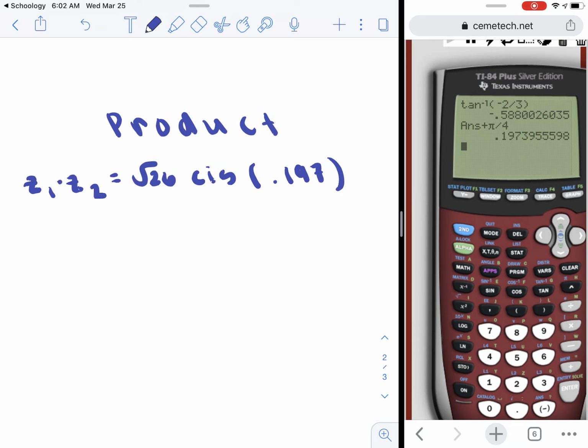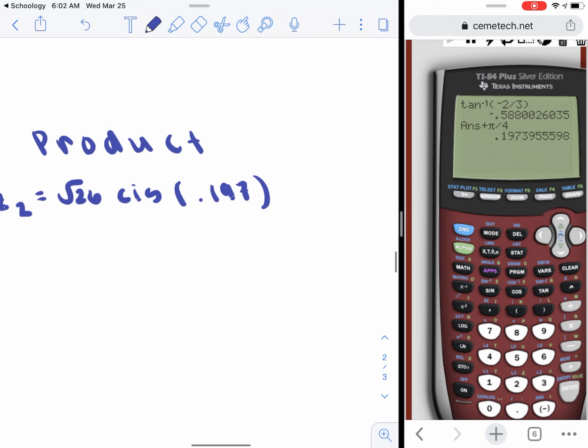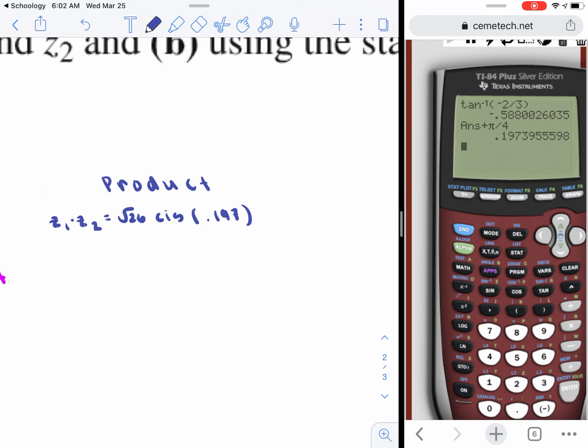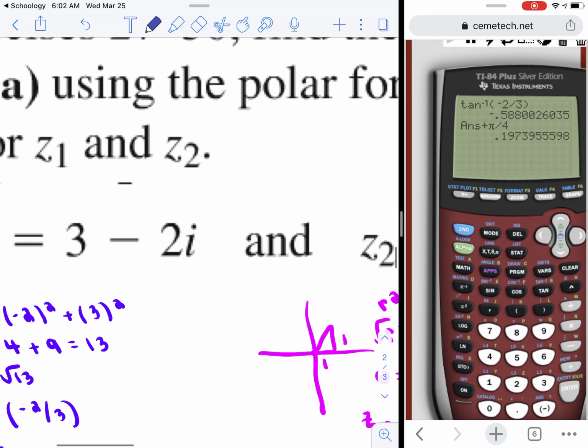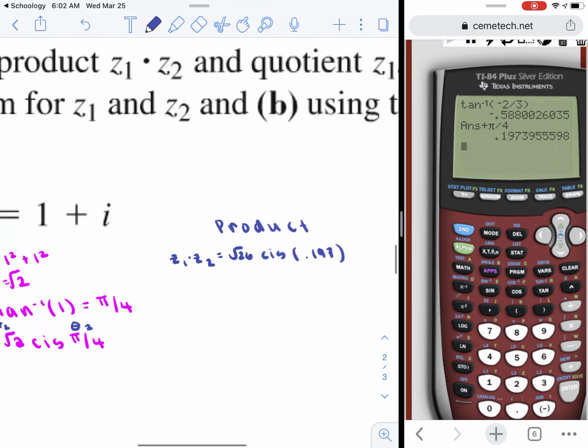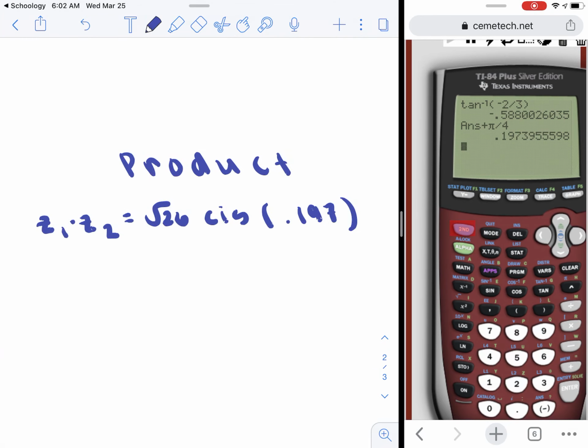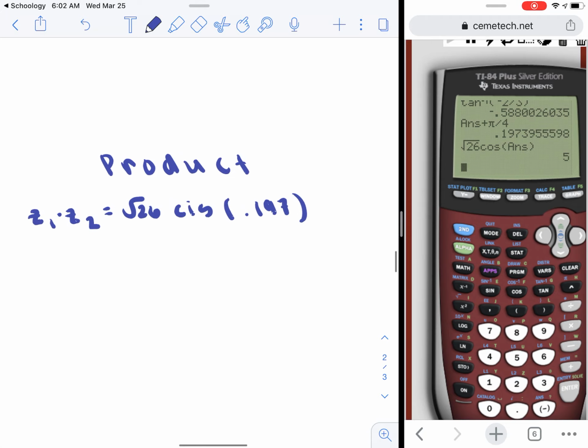of 0.197. Now, I said to a lot of you guys in your homework, more than half of you, to make sure that from here we find the decimal approximation for this, because the whole point is when we multiply the original complex numbers together, we want to confirm that they're the same answer. So if I were in my calculator to take the square root of 26 and multiply it by the cosine of this answer, I should get 5.